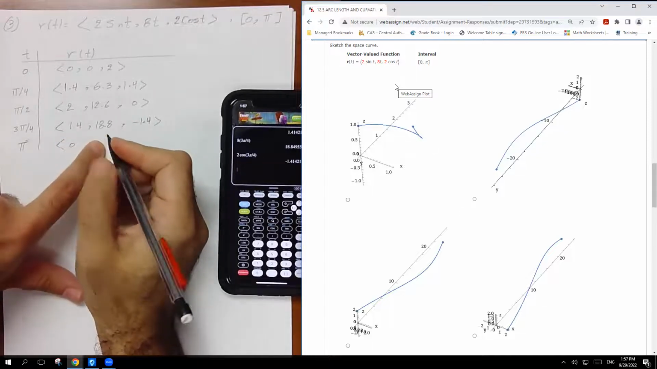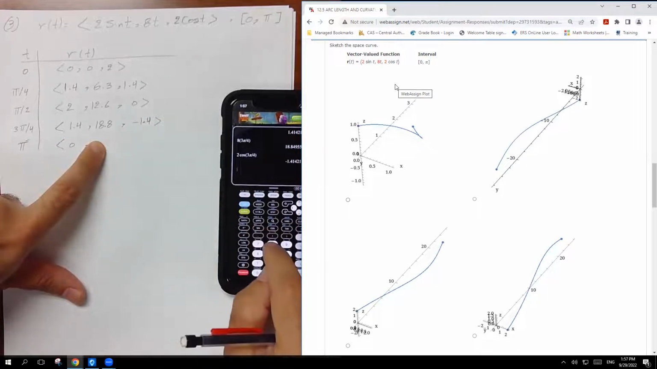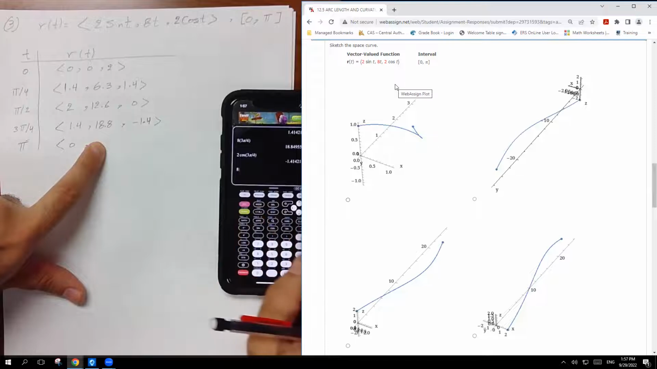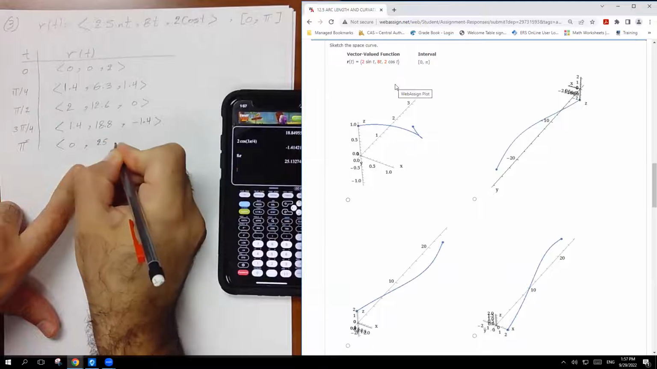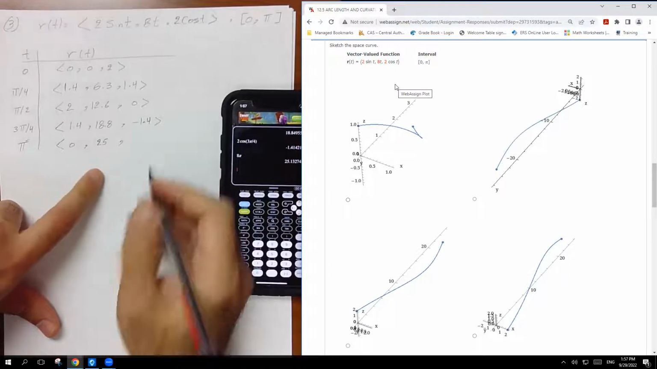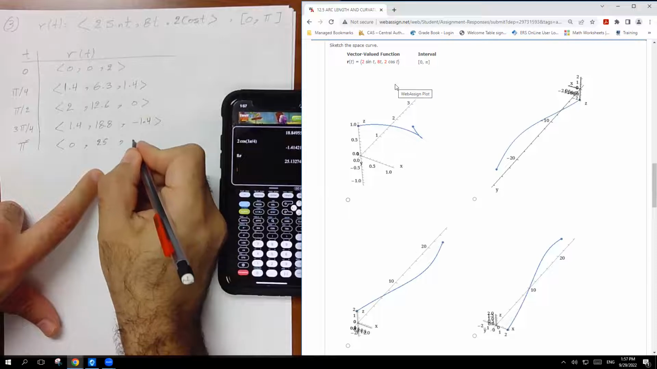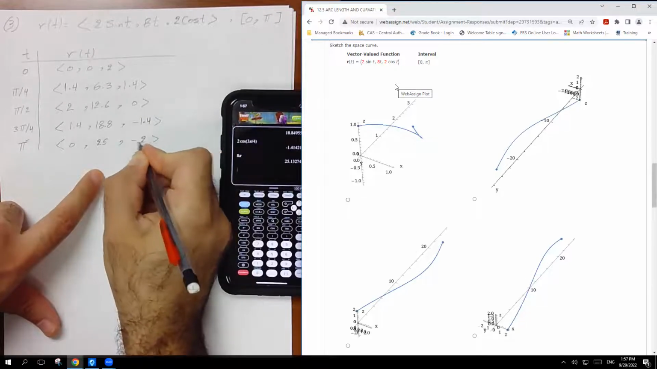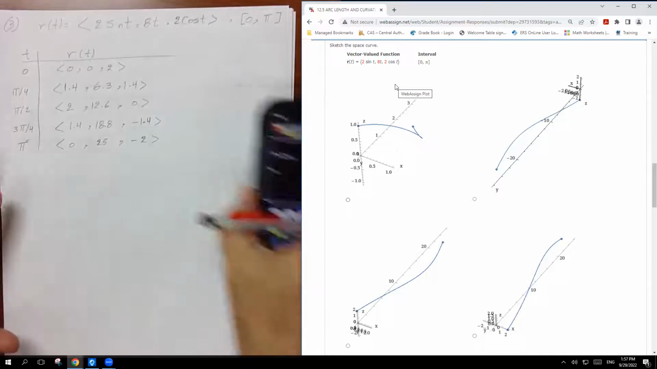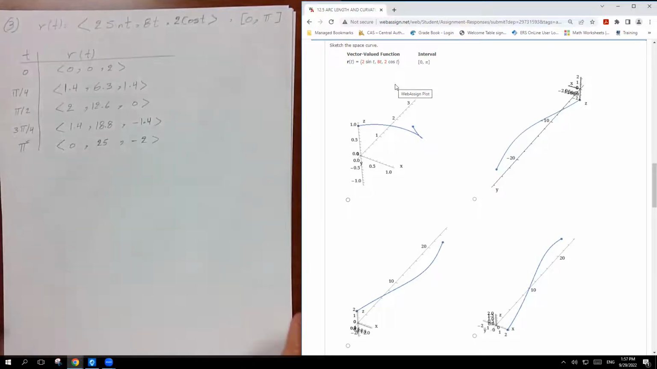With the second one, 8 times pi, which is 25. This is already a big number. 25.1, so it's 25. And the cosine is going to be 2 times -1, which is -2. So now I can use these points to graph it.